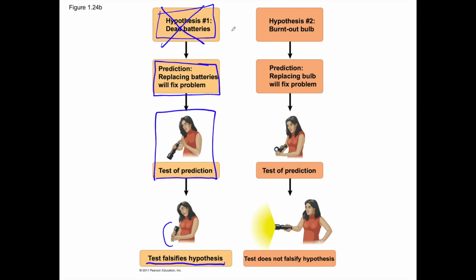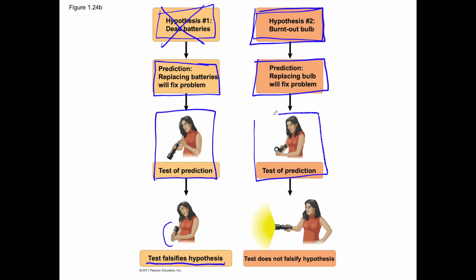You start over. Now I come up with the idea, maybe my flashlight is not working because the bulb is burnt out. If this is true, then what else would be true? If it's not working because the bulb is burnt out, then replacing the bulb with a new bulb should fix the problem. Design and conduct an experiment to test your prediction. Take out the old bulb, put in the new bulb. Hey, now my flashlight works.